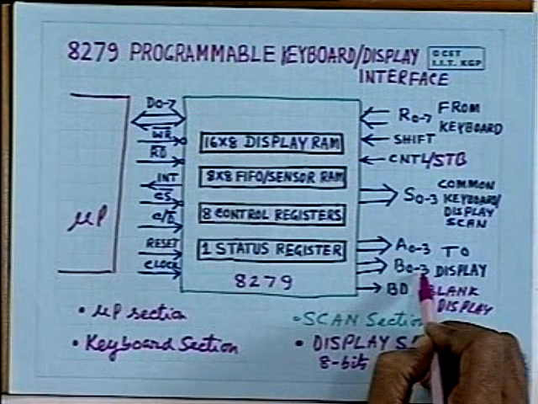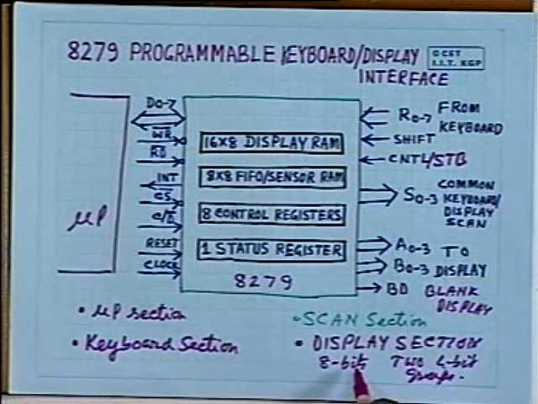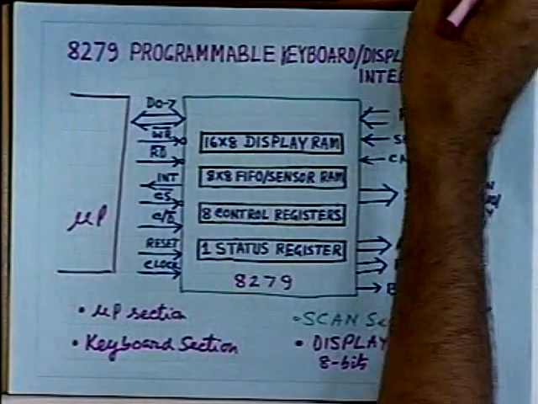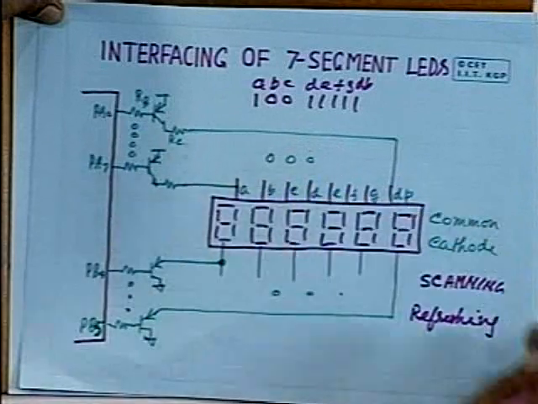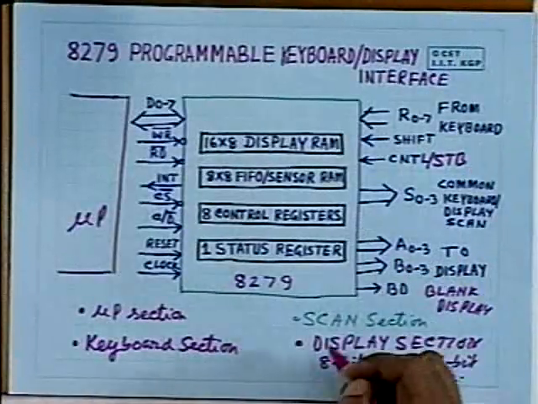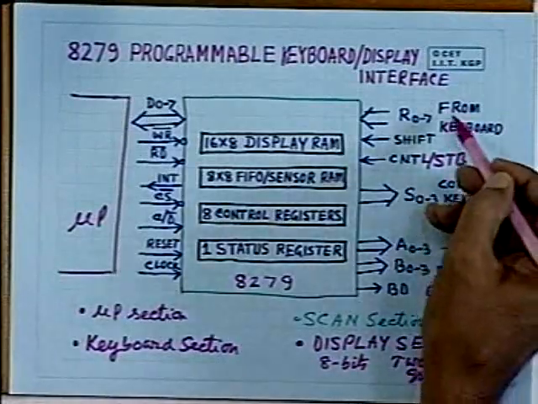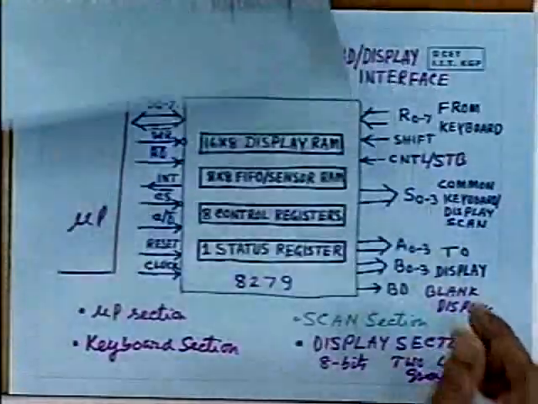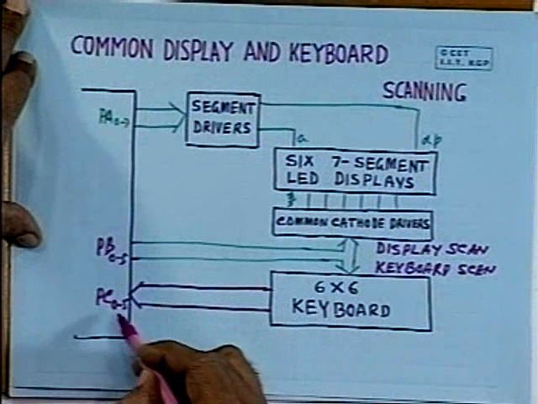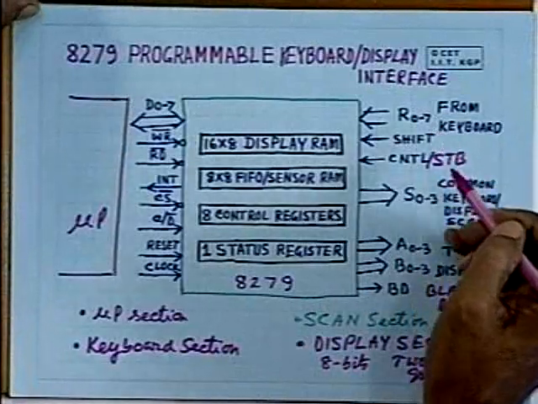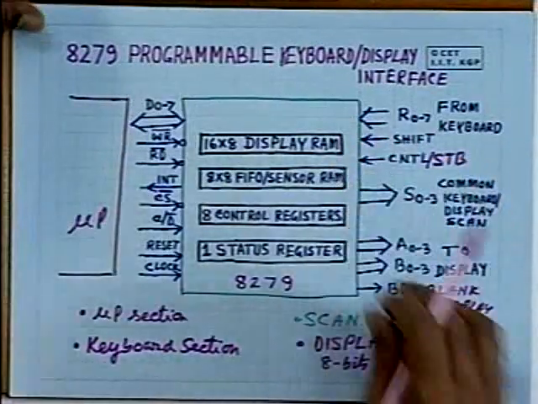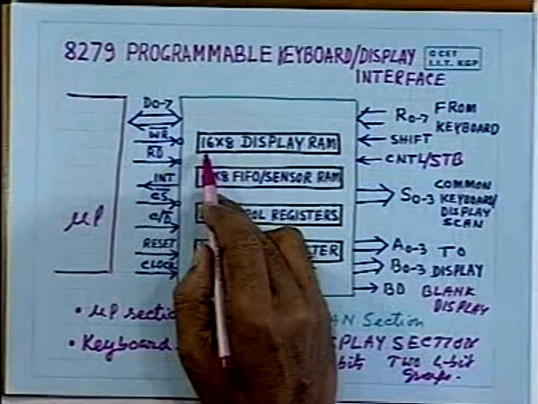So A0 to 3 and B0 to 3 together form the 8 lines, and with the help of these 8 lines you will be able to interface to these 8 segments. As you have seen, you require 8 lines to drive 8 segments. So these lines are forming that, and the inputs are coming to these lines. That means in case of the keyboard, these inputs PC0 to 5, and if you have an 8 by 8 keyboard, then you will obviously require 8 lines, and these lines are forming those 8 lines, and the display information can be stored here.